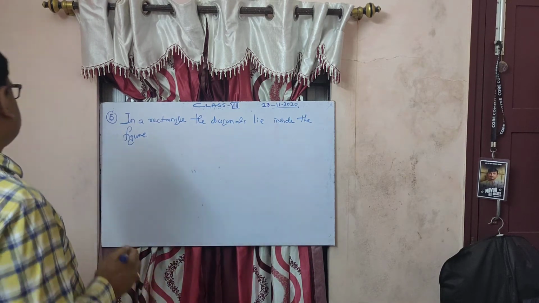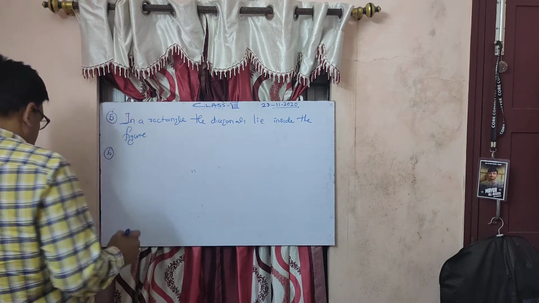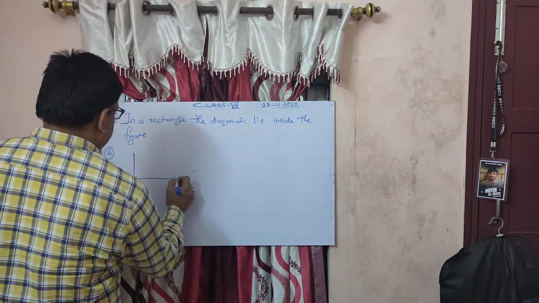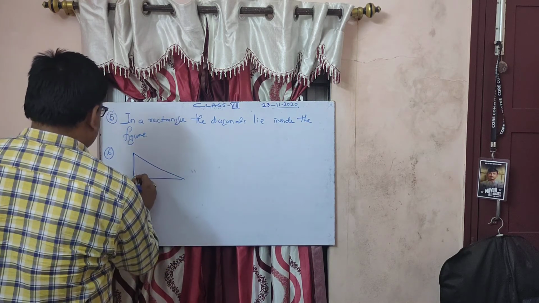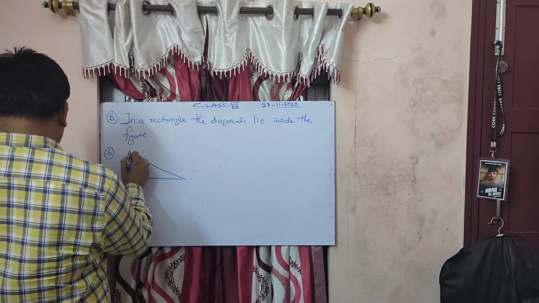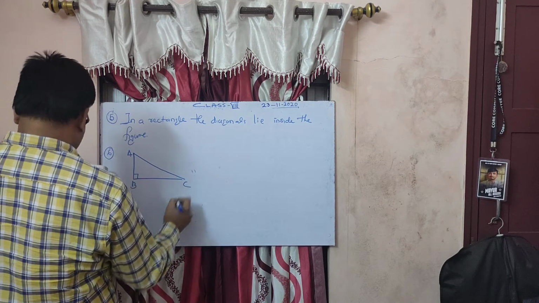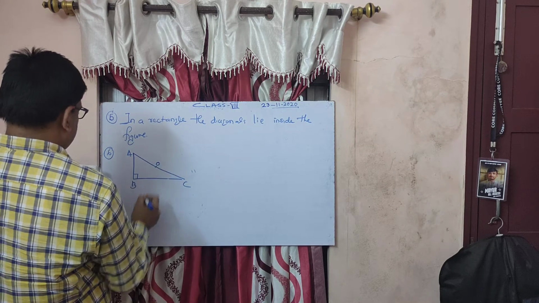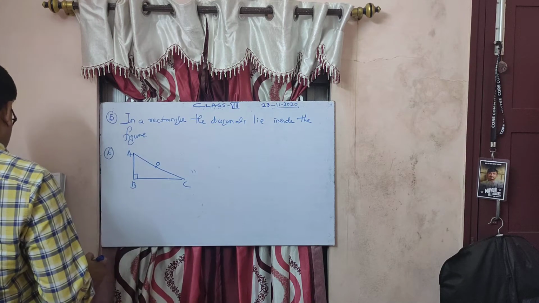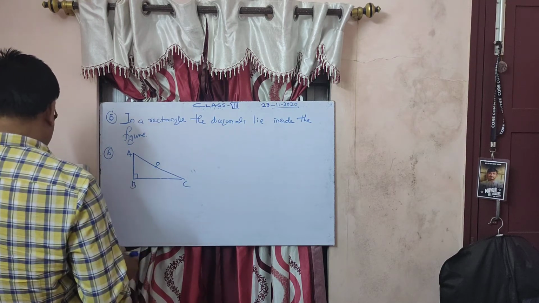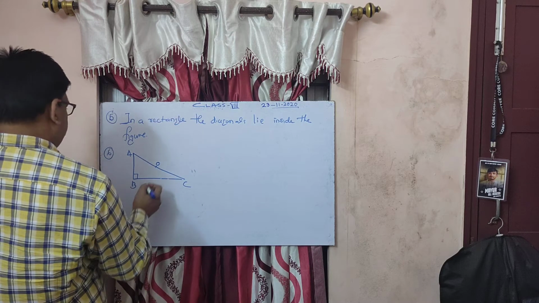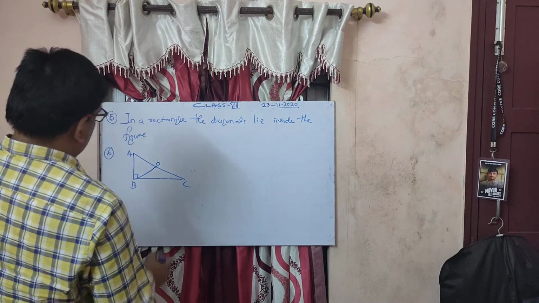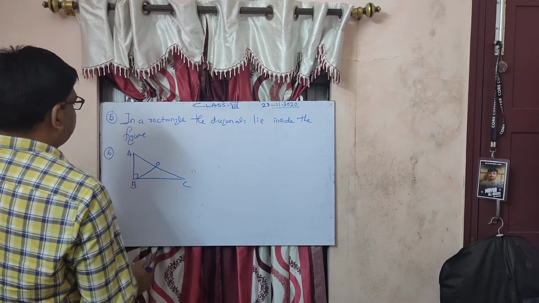Now, the last question, that is the sixth one. Now, ABC is a right angle triangle. Right angle means 90 degrees. O is the midpoint here, of the opposite side. Okay. Explain why O is equidistant from A, B, and C.